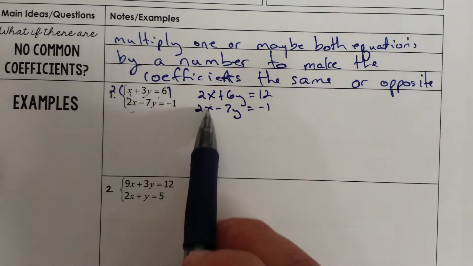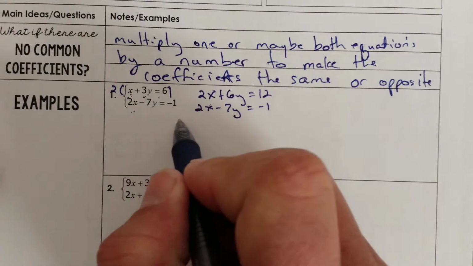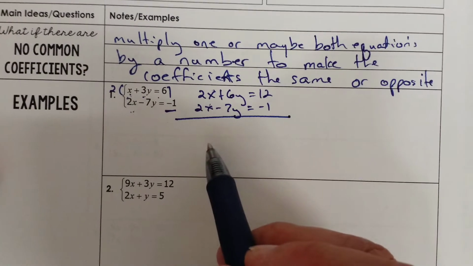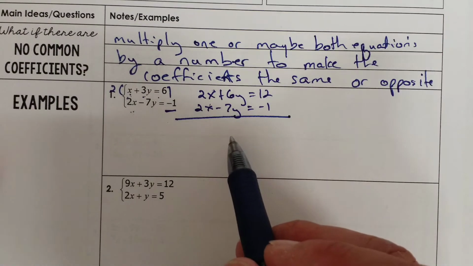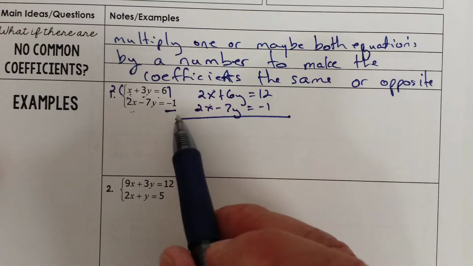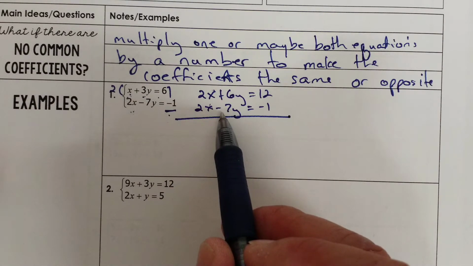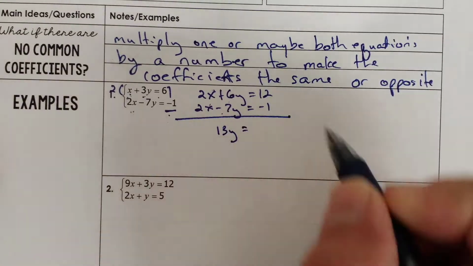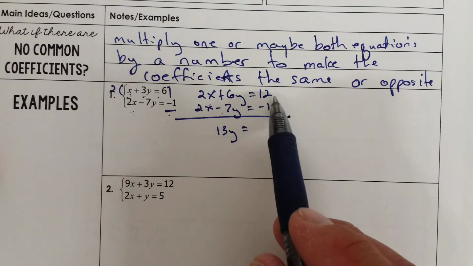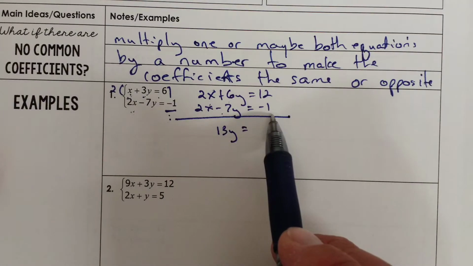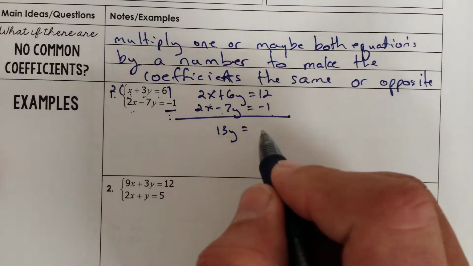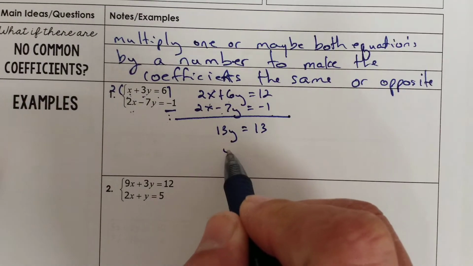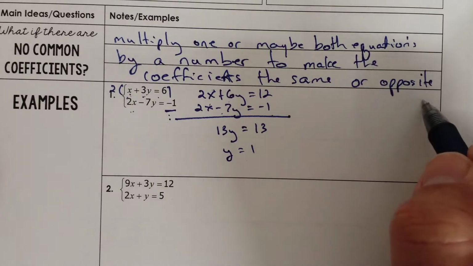And if you notice now, I have coefficients that are the same, and if they are the same, then I can subtract, and the 2x's are eliminated, and then I need to do the y numbers. So be careful. This is 6 take away -7. 6 take away -7 is 13. And here for the constant, 12 take away -1. 12 minus -1 is 12 plus 1, which would be 13. And then when you divide both sides by 13, you get y equals 1.